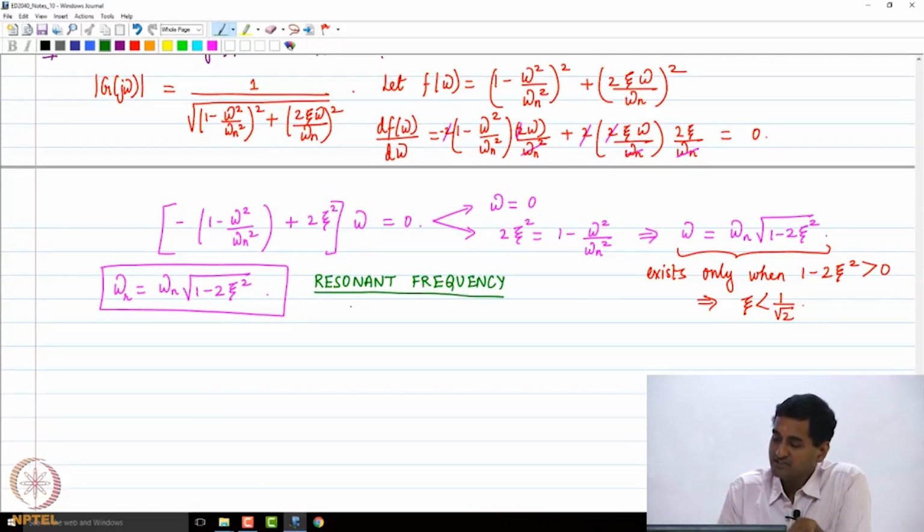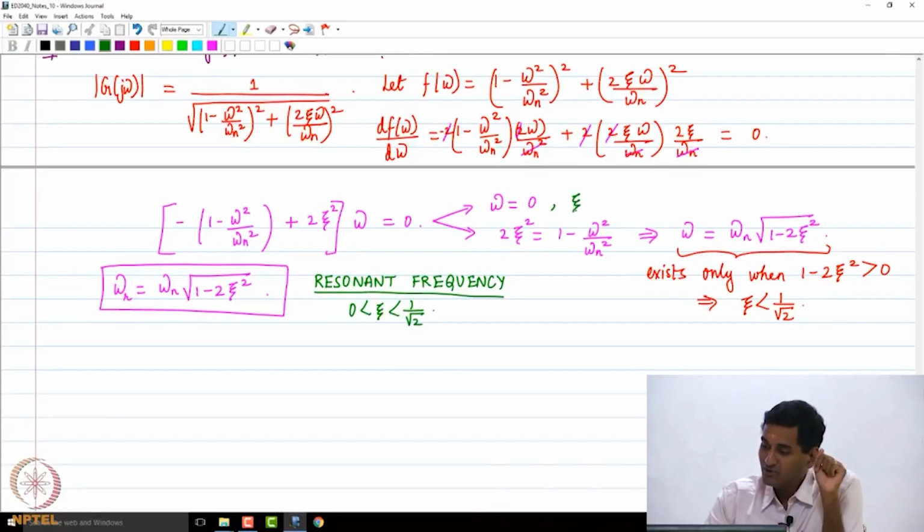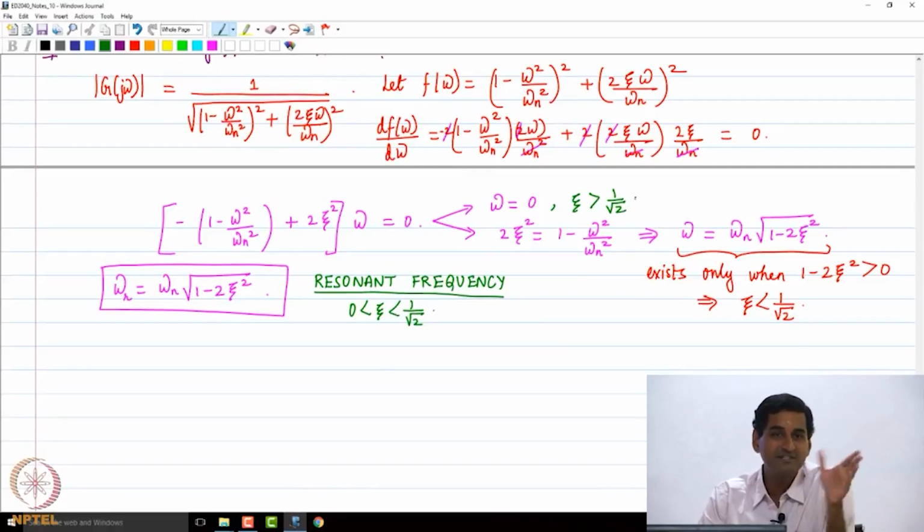Okay, and of course, it exists only when zeta is greater than 0 and less than 1 over root 2, otherwise it does not. For zeta greater than 1 over root 2, omega tending to 0 will give you the maximum value, that is the 0 decibel value.